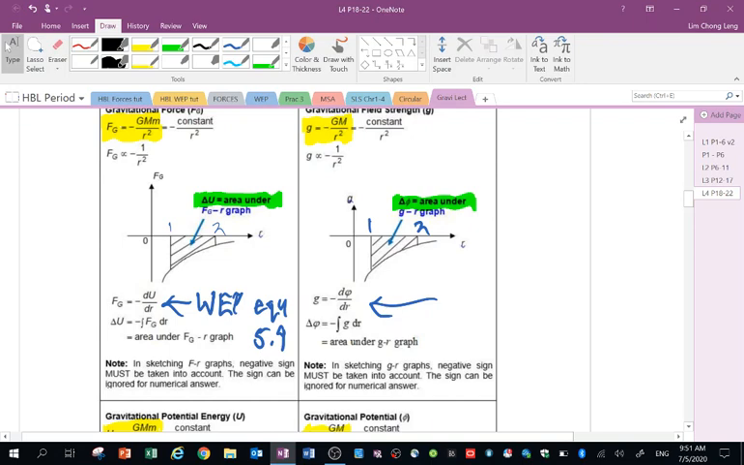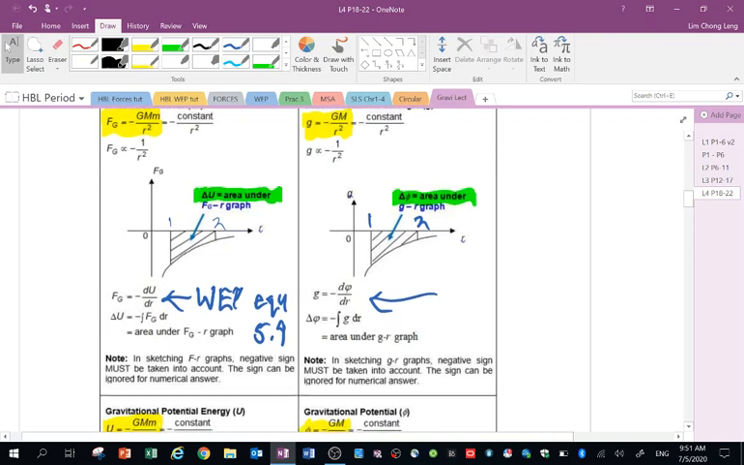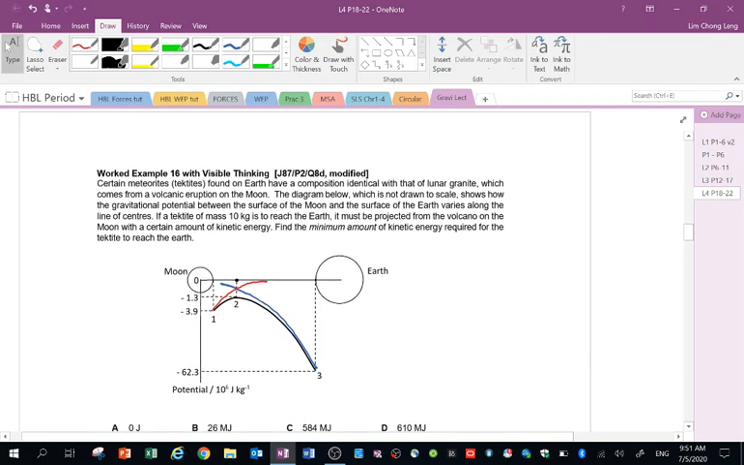So how do we apply this concept? So we are going to look at the next page. Now, although this is a visible thinking question, I will talk a little bit about this because it has direct relevance to the graph that I just talked about. So if you look at this black graph, it's actually made up of the sum of two graphs.